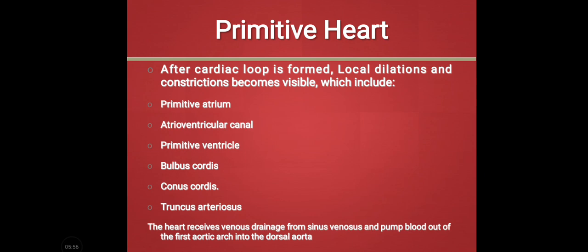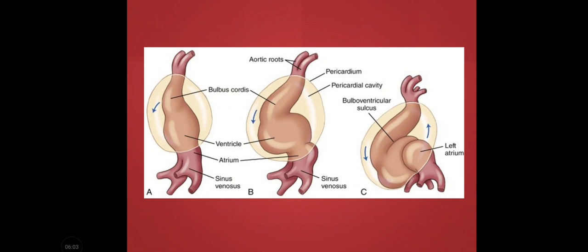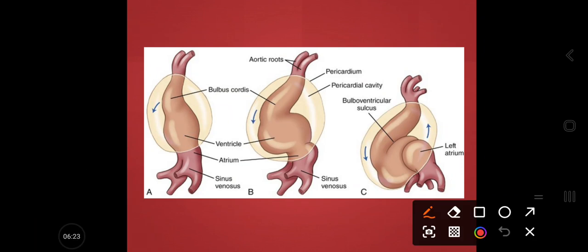This primitive heart has the following portions: sinus venosus, atrium, ventricle, bulbus cordis, conus cordis, truncus arteriosus. These are the parts of the primitive heart.